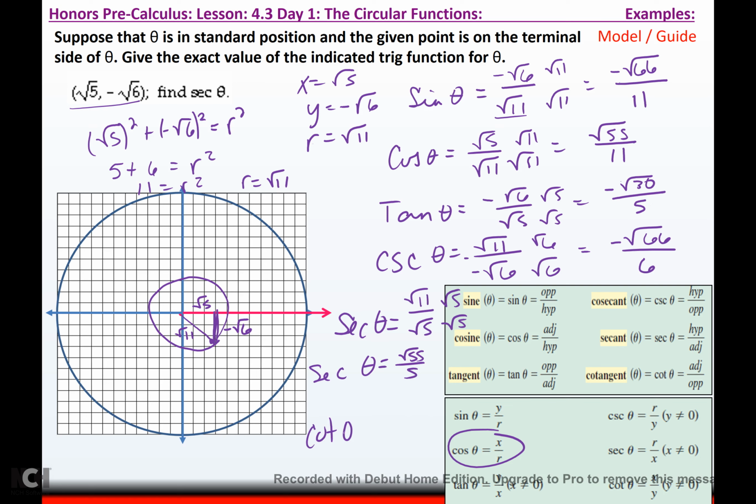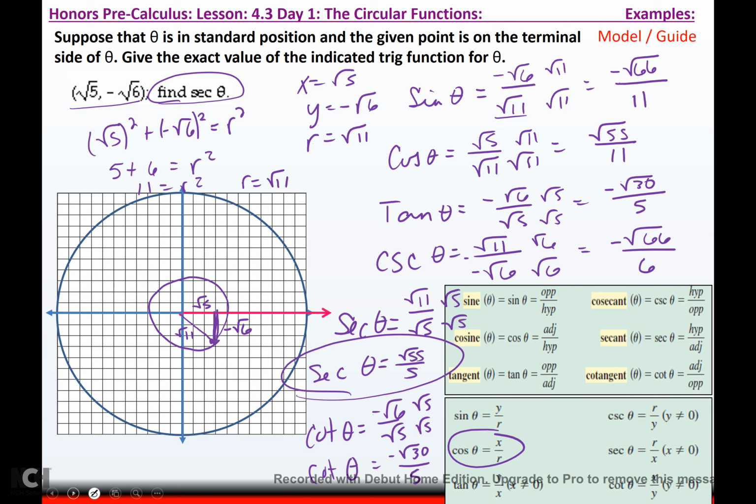And cotangent theta would be x over y. Negative square root of 6 over square root of 5, rationalize, I get cotangent of theta is a negative square root of 30 over 5. And there are my, oh, I'm so sorry. Reading would be good. All they wanted was the secant. Sorry, I did a lot of extra work, but it won't hurt you.